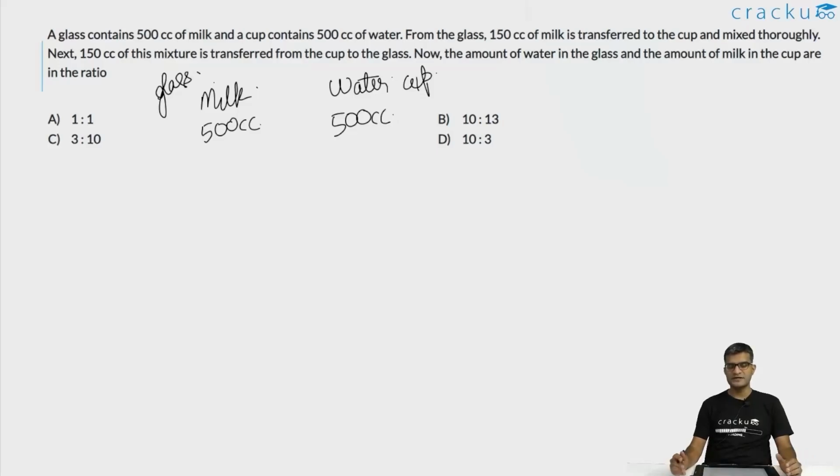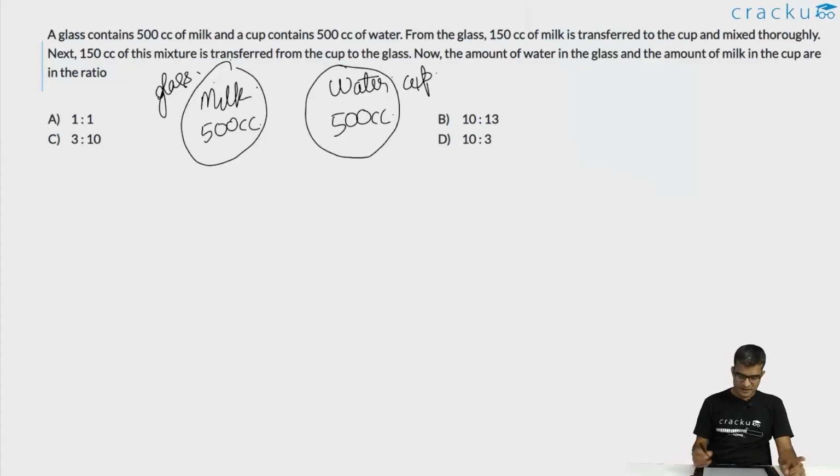We won't look at the split between milk and water. We just know that the amount of milk at the start is 500 cc and the amount of water at the start is 500 cc. That is, the initial volumes of both of them are the same. Initially 150 cc of milk is transferred to the cup and mixed thoroughly. So the volume in the glass is 300 cc.